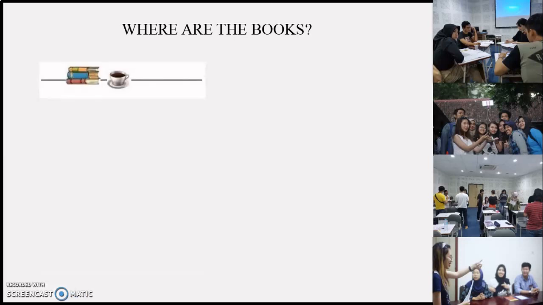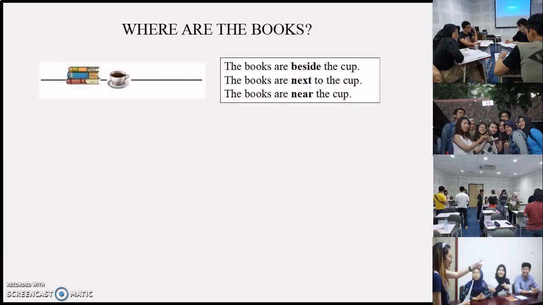Okay, let's see one. Here, where are the books? Okay, so we know the answer. The books are beside the cup. The books are next to the cup. The books are near the cup. You know, because these three words are similar.